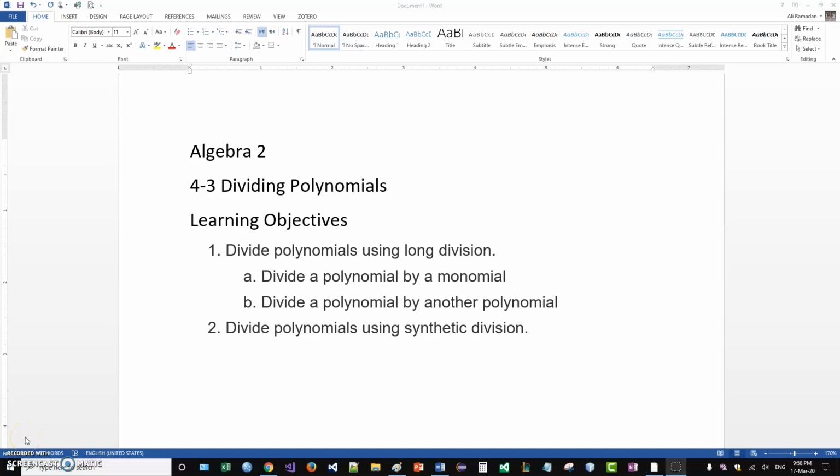Hello all. Today we start with lesson 4.3, dividing polynomials, from the Algebra 2 textbook. This lesson has two learning objectives. First one, divide polynomials using long division, and the second one is divide polynomials using synthetic division. Now for the first learning objective, we have two parts: divide a polynomial by a monomial and then divide a polynomial by another polynomial. Let's start with dividing a polynomial by a monomial.